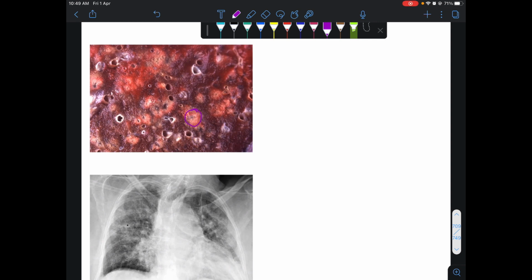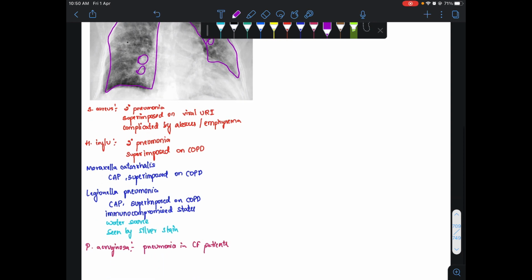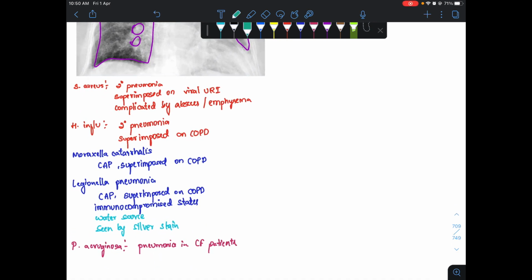We will see the picture. As we can see here, these are the patchy infiltrates that involve the pneumonia, and this is the X-ray. As we can see here, it can involve more than one lobe or the entire lung, but it is patchy. It looks patchy because it involves the bronchioles and the adjacent alveoli. Some important points to remember: Staph aureus causes secondary pneumonia because it is superimposed on viral upper respiratory tract infection. If a patient has a viral upper respiratory tract infection, they can also develop secondary pneumonia because of Staph aureus, and this is also complicated by abscess and empyema.